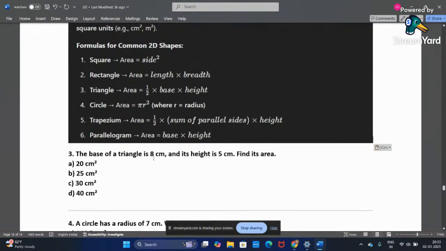The base of a triangle is 8 centimeter and its height is 5 centimeter. We need to find the area. So the formula of a triangle is this one. Area equals 1 by 2 into base into height. They have given the base value is 8 centimeter and height value is 5 centimeter. So 8 into 5 is 40 and we need to divide by 1 into 2. So 40 by 2, how much is it?